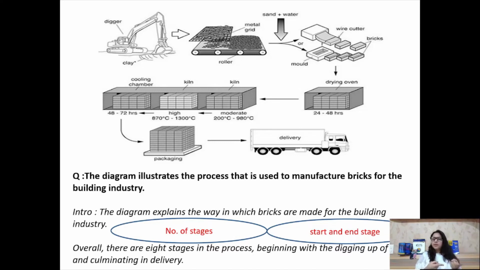स्टार्ट कहाँ से हो रहा है हमारा प्रोसेस? डिगिंग ऑफ द क्ले से. और एंड कहाँ पे हो रहा है? डिलीवरी ऑफ द ब्रिक्स. Fine. I hope introduction and overview is clear. It is very very simple. Process is very scoring. You can either get 9 band out of 9 if you follow these proper steps. Fine. Okay, let's move.